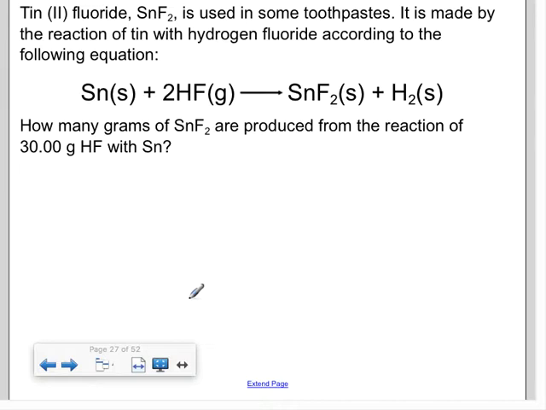So the first step is make sure you're dealing with a balanced chemical equation. I have one tin on each side, 2 hydrogens on each side, and 2 fluorines on each side. So this is the balanced equation. Second step is start with what you're given. In this case, they are giving me 30 grams of HF. So that's where I'm going to start.